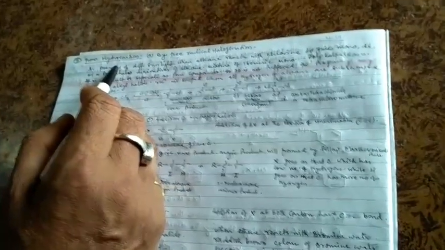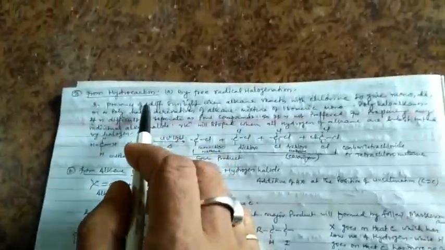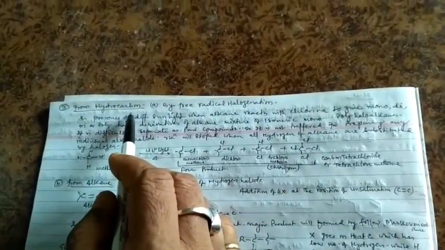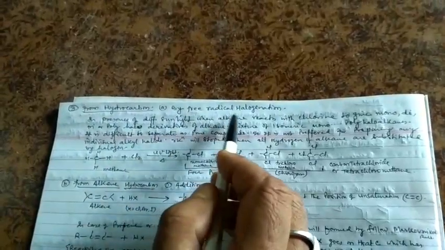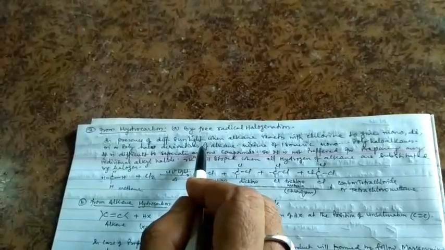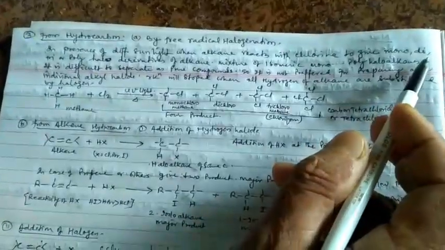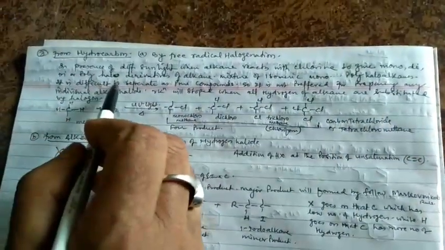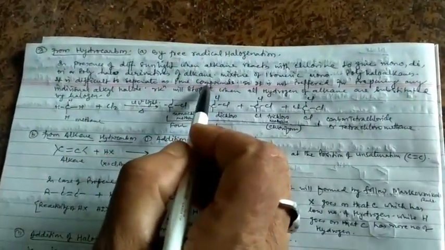Hydrocarbons are saturated and unsaturated. From a saturated hydrocarbon like an alkane, by the free radical halogenation reaction in the presence of sunlight or diffuse sunlight, the alkane reacts with chlorine to give mono, di, tri or polyhalo derivatives of the alkane.